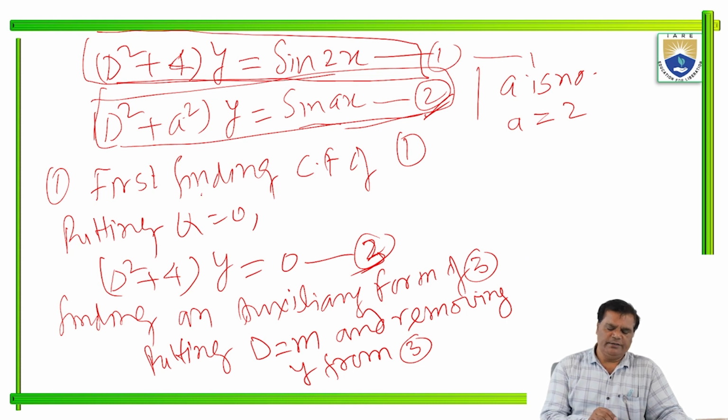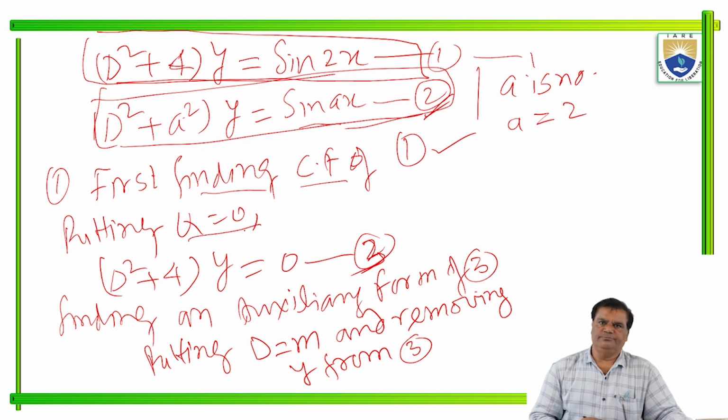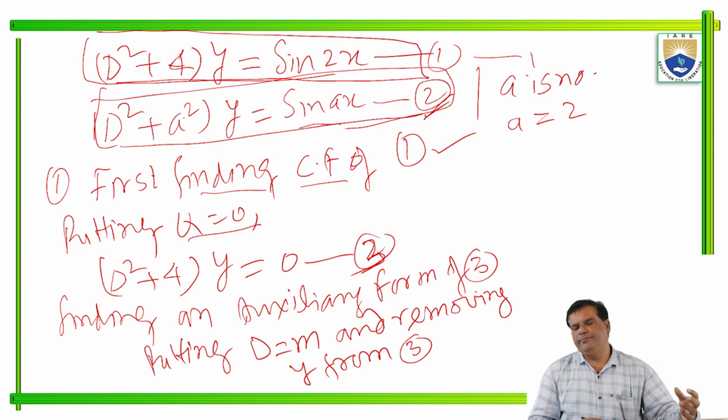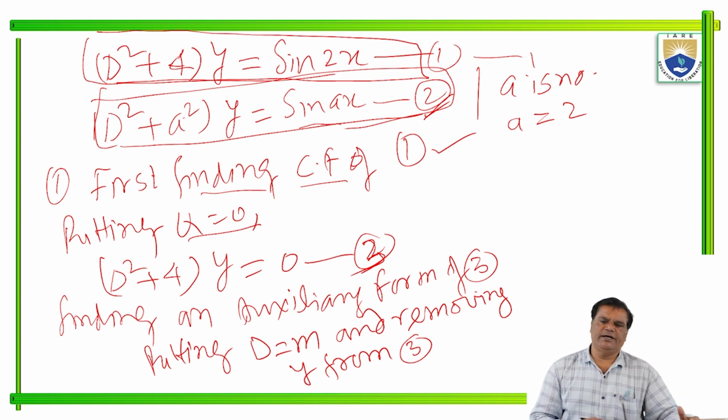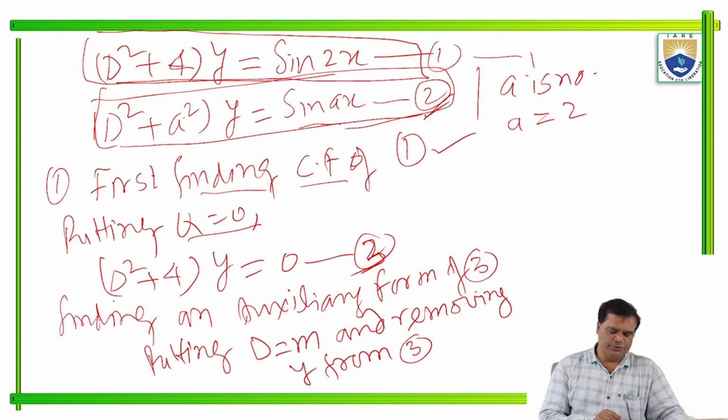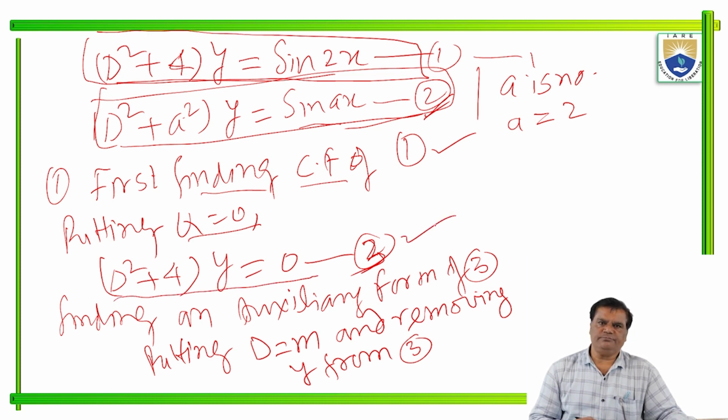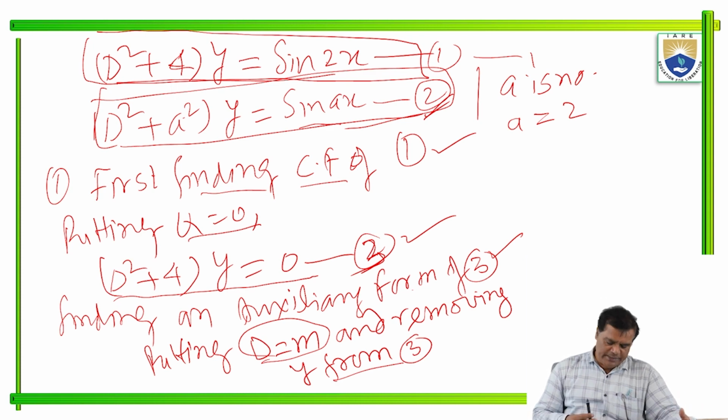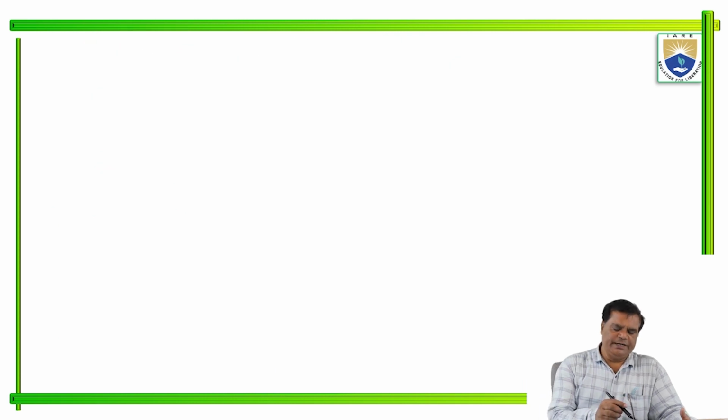So first, finding the complementary function of equation 1, we put Q equal to 0. If we find the complementary function, then Q must be 0. If Q is given, we put Q equal to 0. So our question converts into equation 3. Finding the auxiliary form of equation 3, we put D equal to m and remove y, because y is our function. Y is never 0, but its coefficient is 0.